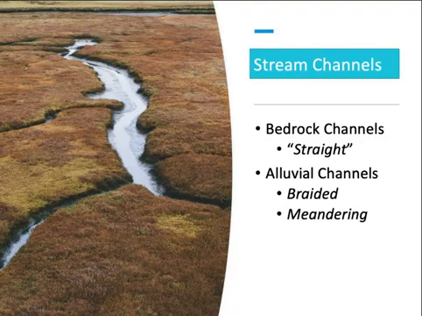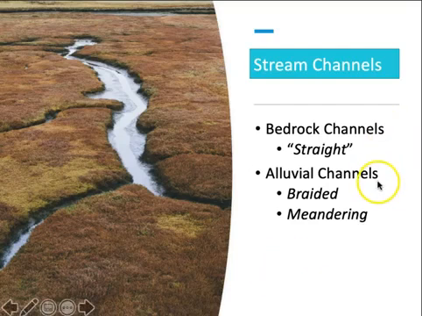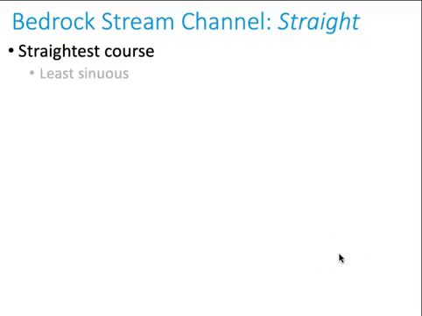Stream channels. We have two categories of stream channels, bedrock channels and alluvial channels, giving us three different types of streams: straight, braided, and meandering. Bedrock channel streams, also called straight channel streams. No stream channels follow truly straight courses, but bedrock channel streams generally are the least sinuous or least curvy, and therefore are also called straight streams.